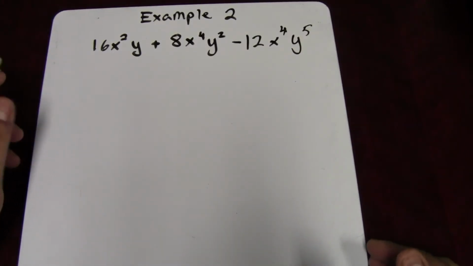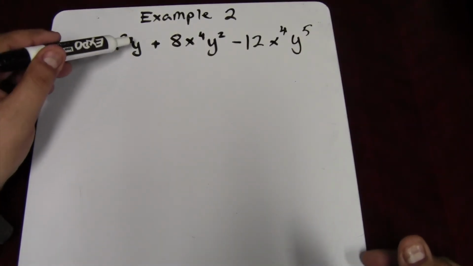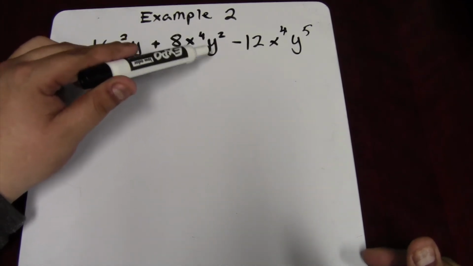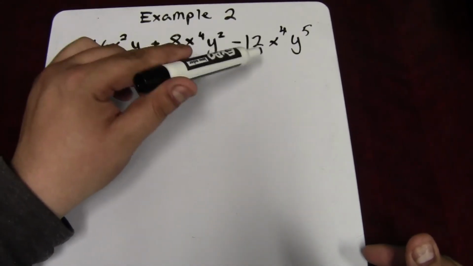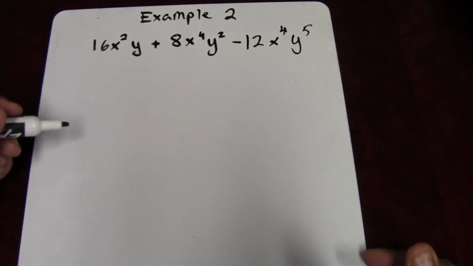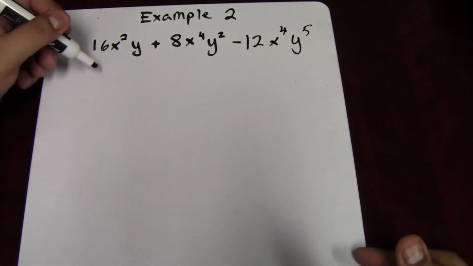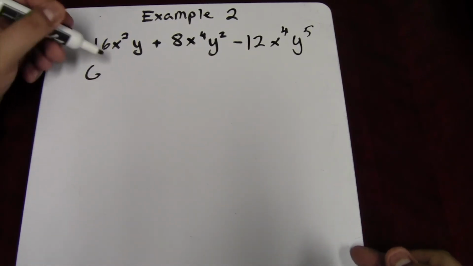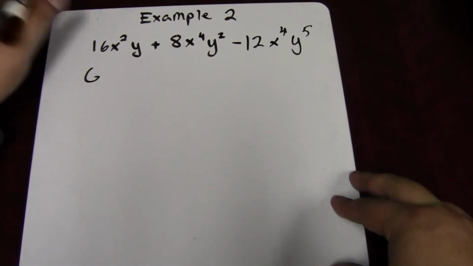Okay, here's another example. We have 16x squared y plus 8x to the fourth y squared minus 12x to the fourth y to the fifth. Now, the GCF here, again, we've got to find. First of all, let's find the greatest common factor when it comes to the numbers.